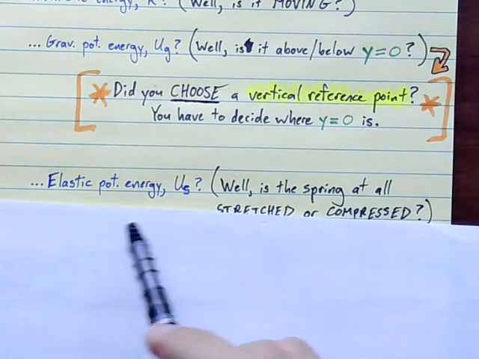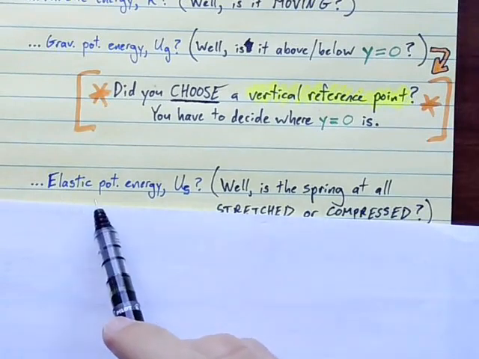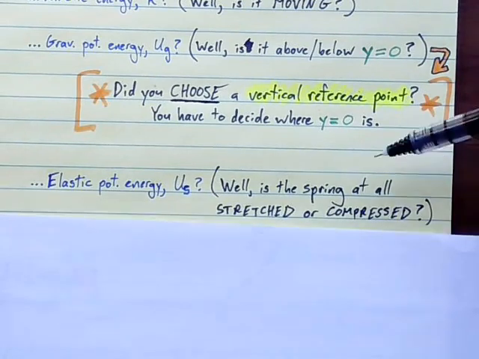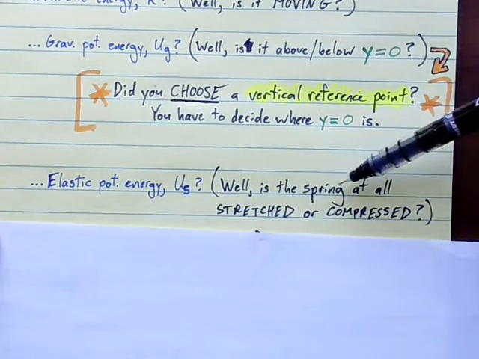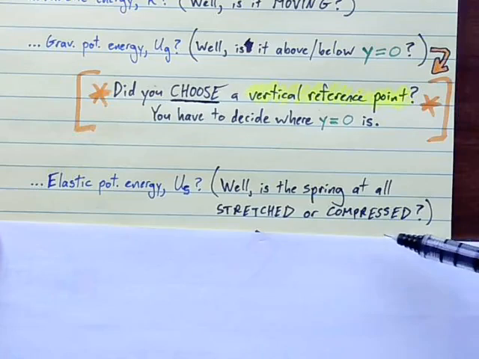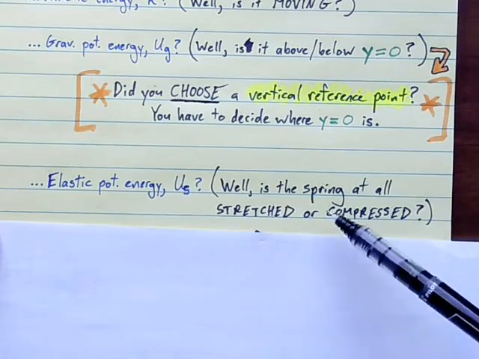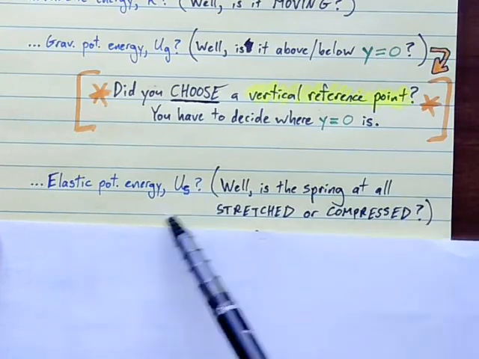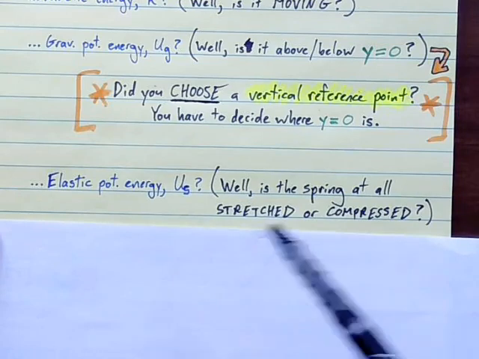Then ask yourself, does the system actually have elastic potential energy, spring potential energy? So you look at your spring and think, okay, at this moment, is the spring at all stretched or compressed? If it's either stretched or compressed, if the spring is not at its natural length, then yes, it is storing energy in the form of elastic potential energy.